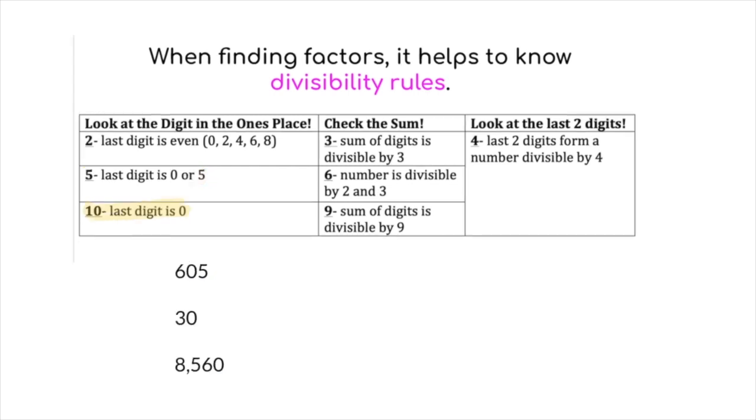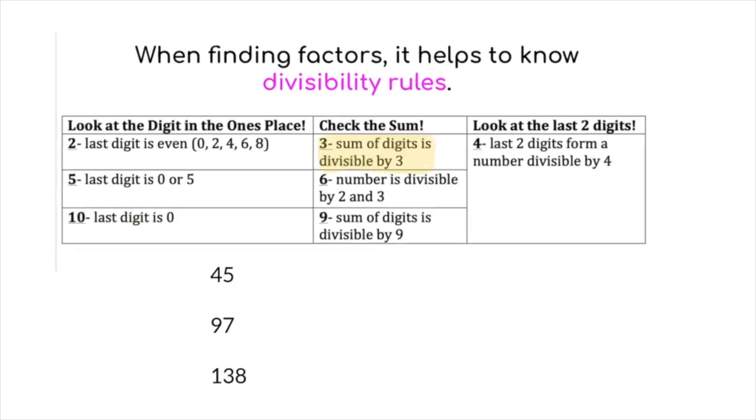Now let's take a look at the rule for 10. If a number is divisible by 10, it must end in a 0. It's kind of like the rule for 5, but for 5, it has to end in a 0 or a 5. But for 10, it has to end in just a 0. So let's take a look at some examples. The first number is 605, and it ends in a 5. So it is not divisible by 10 because it needs to end in a 0. Our next number, 30, ends with a 0, so it is divisible by 10. And our last number, 8,560, ends in a 0, so it is divisible by 10. You can think of it, when you're counting by tens, every 10 ends in a 0: 10, 20, 30, 40, 50, and so on.